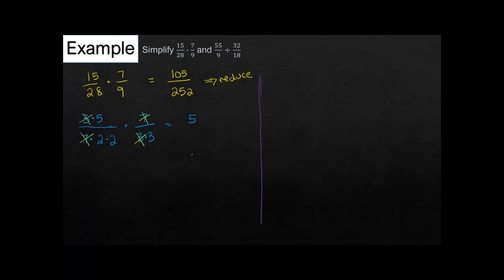On the top, I'm left with just 5. On the bottom, I have 2 times 2, which is 4, and then times 3, which is 12. And so it's already reduced by doing it this way. So I could do the 105 and 252. I can do the factor tree, but it ends up being more work than doing the factor tree on the smaller parts first. So if you have fractions that you're multiplying together, I recommend trying to cancel things out before you do the multiplication, because it will make it much easier for you. It's less work.